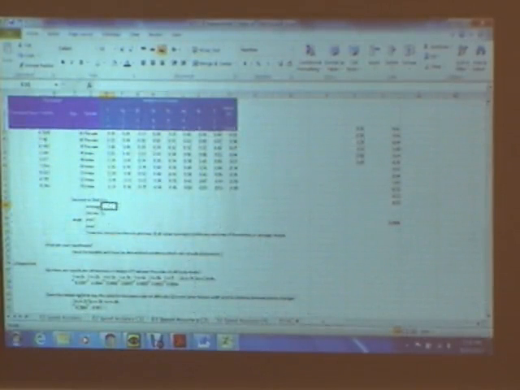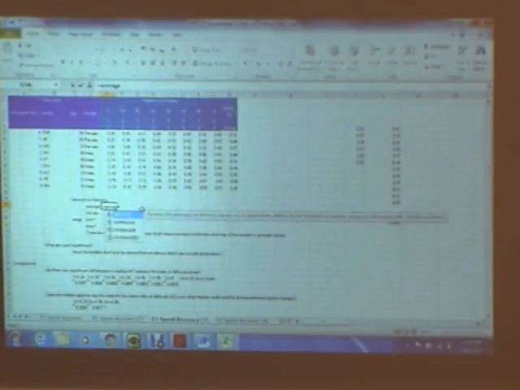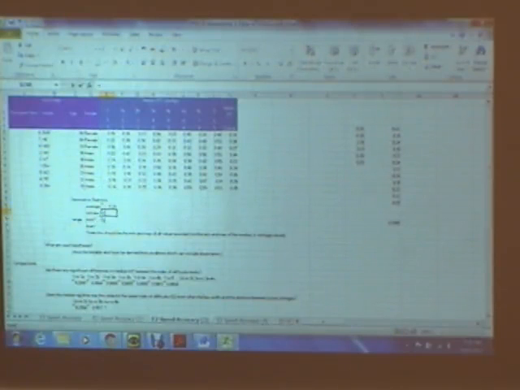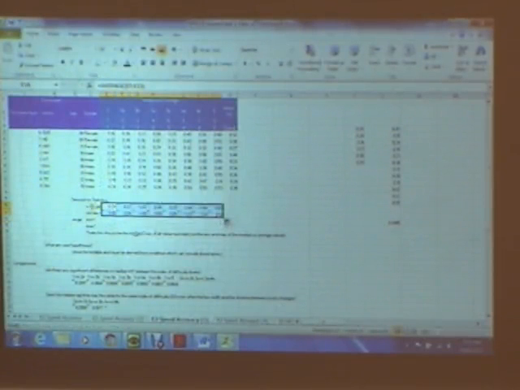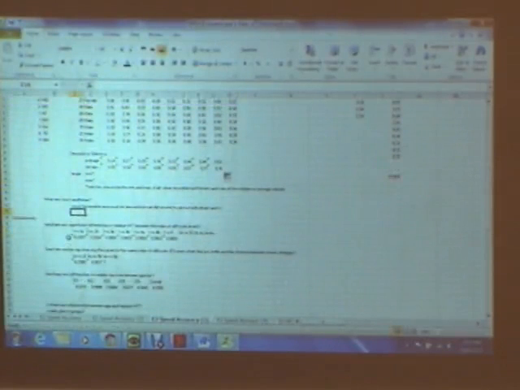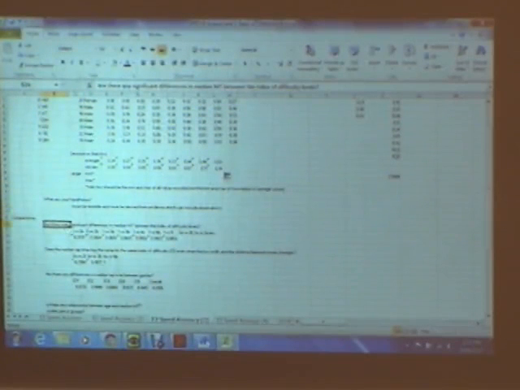And so again, basic is descriptive. So equals average, and then you select your information, equals standard deviation, and you select your data, and then min and max, which I showed you before, and then just drag those across, and that'll show you your information.